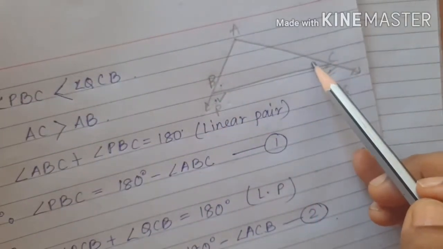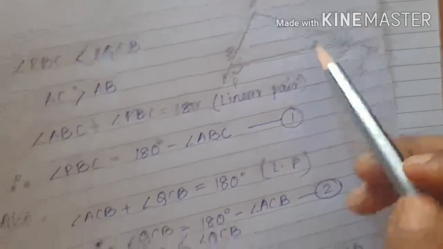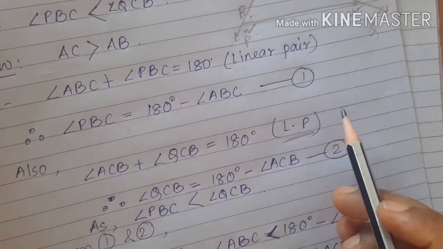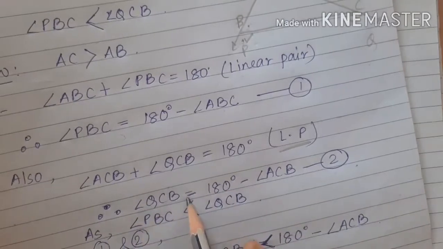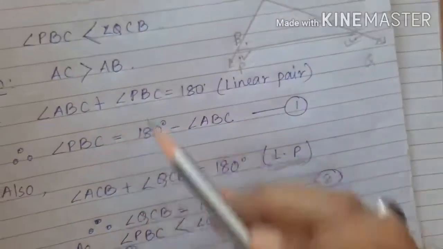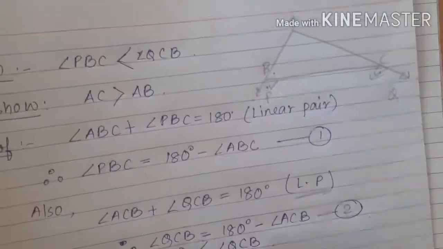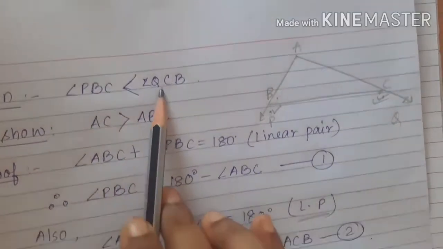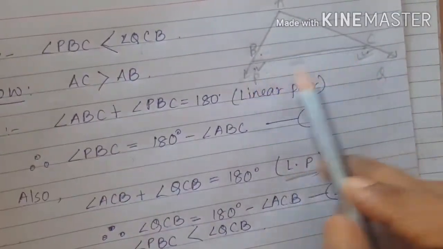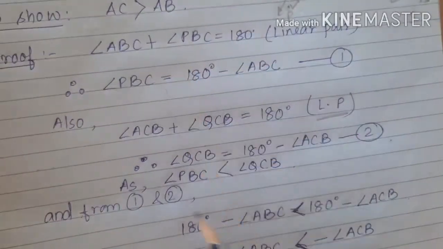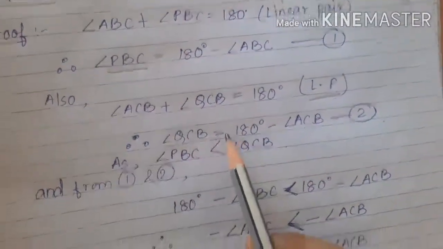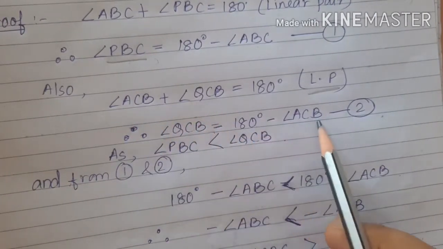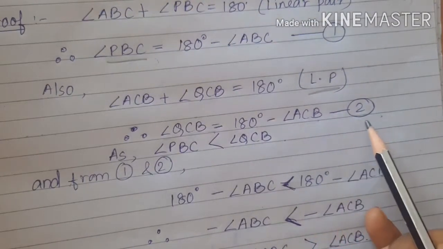So on this side also, the sum of these two angles will be equal to 180 degrees. Again, the same reason we have to write, that is linear pair. Okay. So now we will take out angle QCB. So see students, in equation 1 and equation 2, which angles are we taking out? We have to take the angles which are already given in the question. So the exterior angles which are present outside the triangle, we are taking these angles. Angle PBC here, and from equation 2 we take out angle QCB, which is equal to 180 degrees minus angle ACB. Okay, so this is equation number 2.